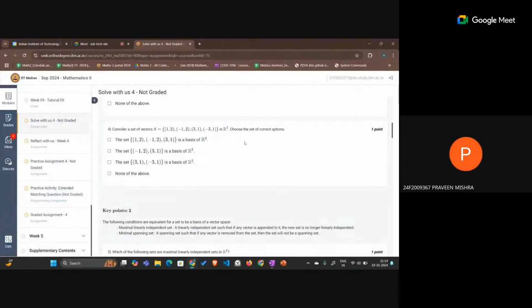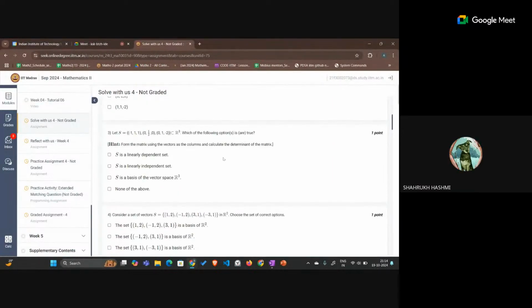It is also written that S is a basis of the vector space R3. These two, linearly independent, I understood. Independent is true, sir. Then it is a basis for R3. If this is true, then the basis statement is also true.